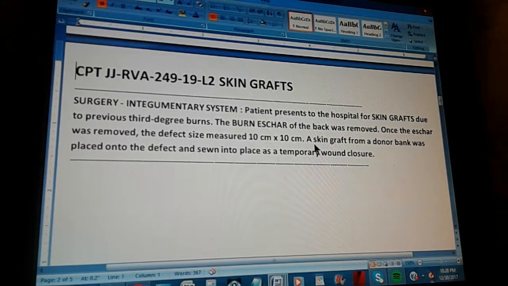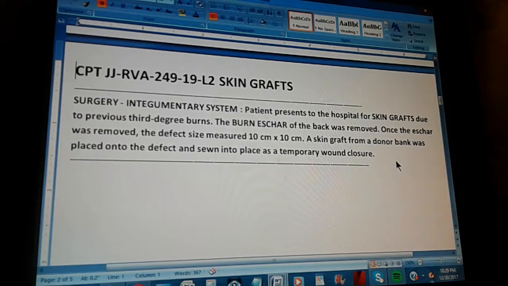So, keep going. A skin graft from a donor bank, which means they didn't take the skin from the same patient, but from another patient, was placed on the defect and sewn into place as a temporary wound closure. It's a little wordy, but if you go slowly, step by step, you will understand what they're doing. We're going to count to 3, so you can pause the video and give us the CPT code for this.